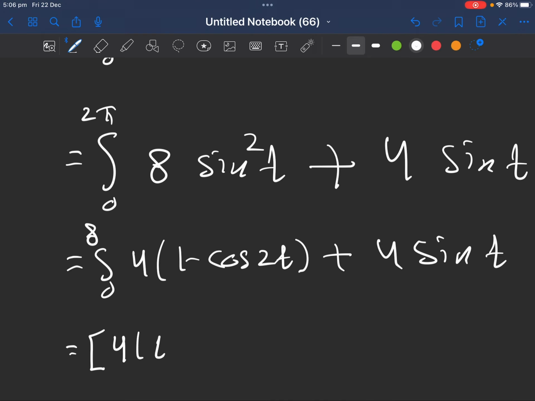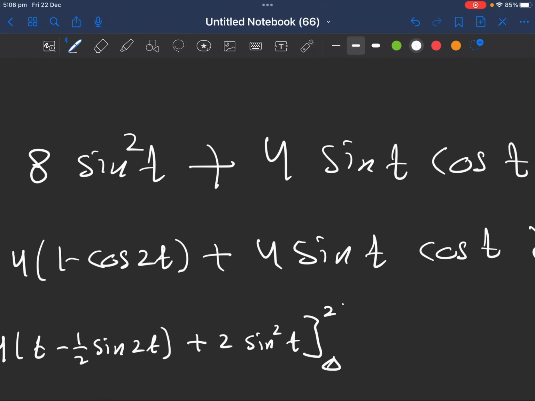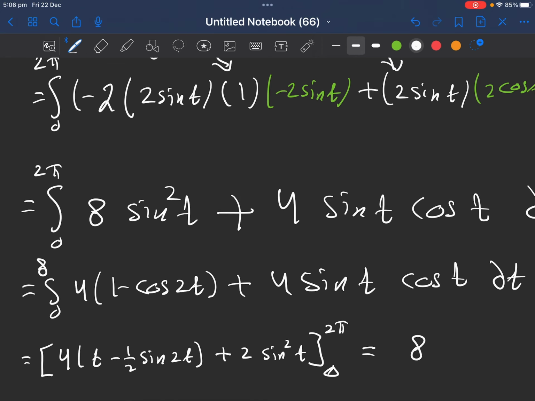What's the integral of 1? It's t. What's the integral of cosine? It is 1/2 sine 2t, plus, now this one, a sine function and its derivative. So all we need is to square it. So it will be 2 sine squared t, and we substitute 0 to 2 pi. If we do it just by calculator, the answer will be 8 pi, which is exactly what we needed.